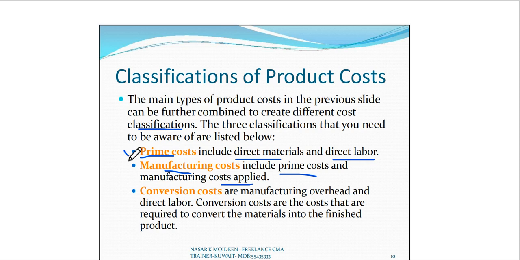So this is what prime cost is, and manufacturing cost includes all the three. Then we have something called conversion cost. What is conversion cost? This is the cost incurred to convert the material into a finished good. So here what we are not considering is the cost of raw material.